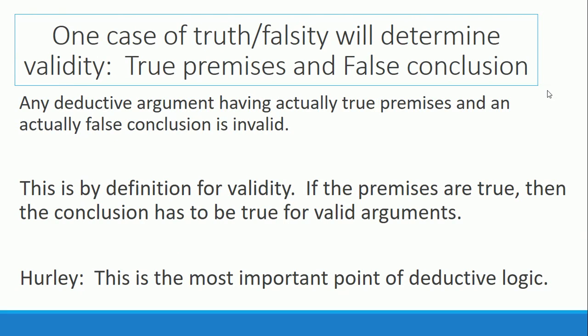Now, there's one odd case of truth or falsity that will determine the validity: if you have true premises and a false conclusion. Any deductive argument actually having true premises and an actually false conclusion is invalid. That's just by definition for validity. If the premises are true, then the conclusion has to be true for valid arguments. And Hurley says this is the most important point of deductive logic.